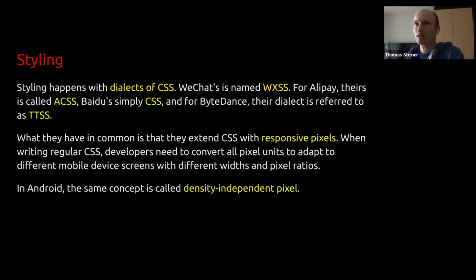To the next topic, styling. Styling happens with dialects of CSS. So again, it's not technically a dialect, but it helped me understand what's going on. Just like before, they don't call it CSS, they call it WXSS. For Alipay, they call it ACSS. Baidu calls it CSS. ByteDance, they call it TTSS. What they all have in common is that they extend CSS with responsive pixels. So essentially, if you have ever done Android development, that's something that's familiar to you under the name of density-independent pixels. So that's essentially the core addition to CSS that they make.